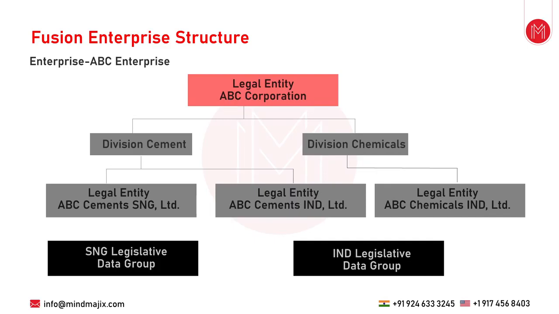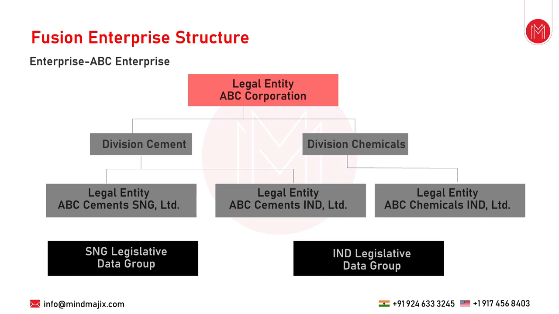Now let's say ABC Corporation works on different businesses, let's say cements and chemicals. For the cement business we have two divisions: one is ABC Cement Singapore, SNG as in Singapore, and the other is ABC Cement India. The chemical work is based in India only. So this is a basic setup. We will be talking more about legal entity and division in our upcoming sessions.